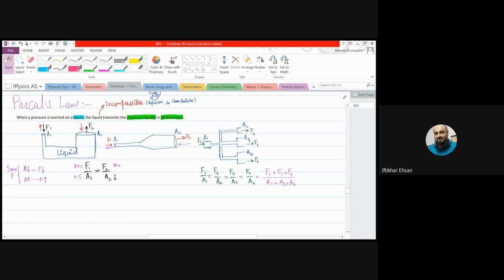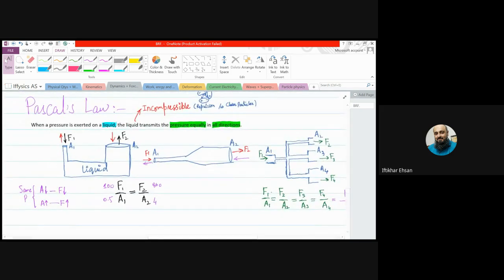So this is the formula. You will use the same here. If you have areas A1, A2, and you apply F1 towards the right, F2 will also be towards the right, because they are in the same line. If F2 is towards the left, then F1 will also be towards the left. But F1 over A1 will be equal to F2 over A2. The pressure will be equal.